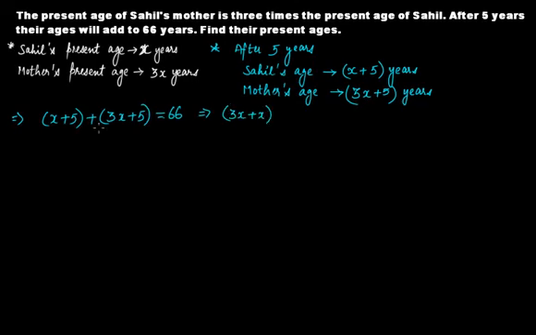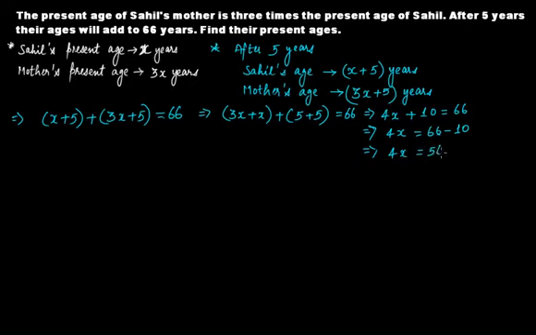These are the constants, 5 and 5, so add the constants together. These are also like terms. So 5 plus 5 is 10, and 4x plus 10 is equal to 66. If you transpose 10 to the right hand side, this becomes 66 minus 10, and this is 4x is equal to 56, and from here you divide both the LHS and the RHS by 4.